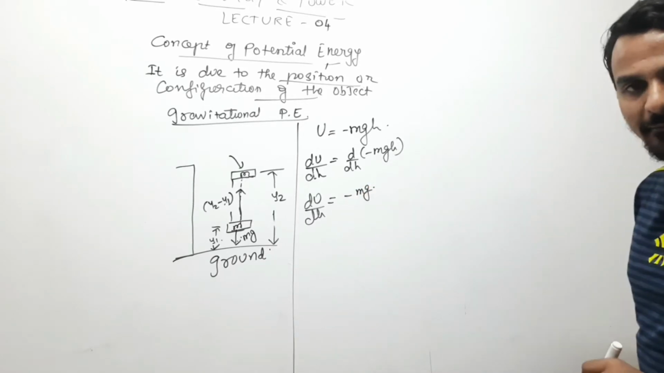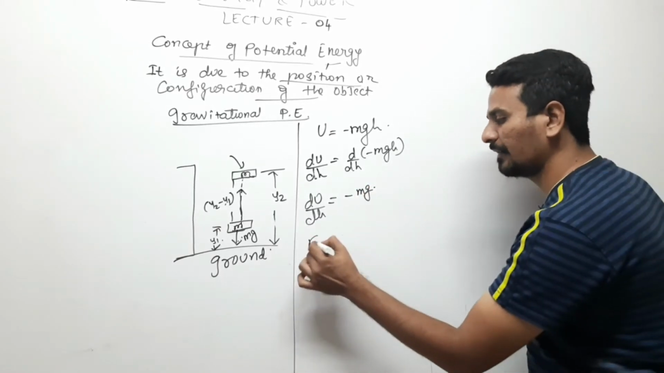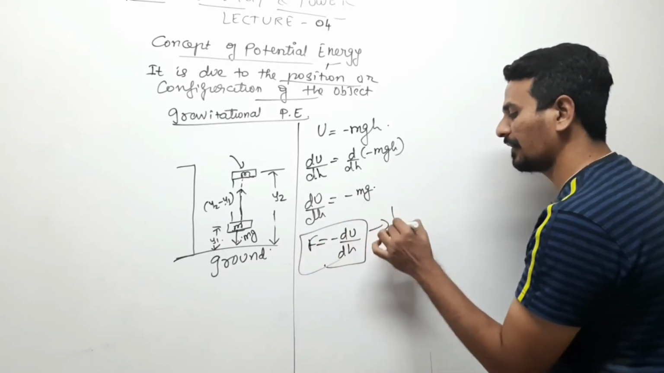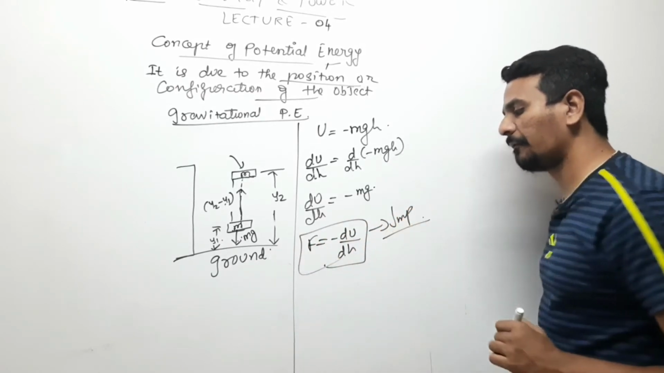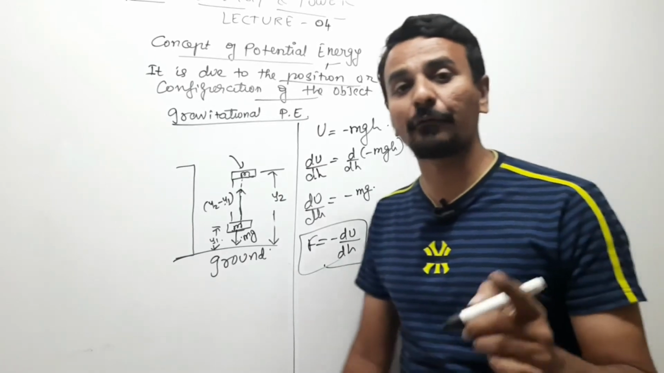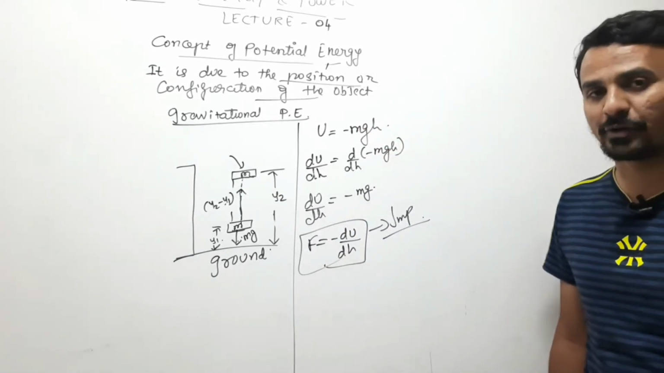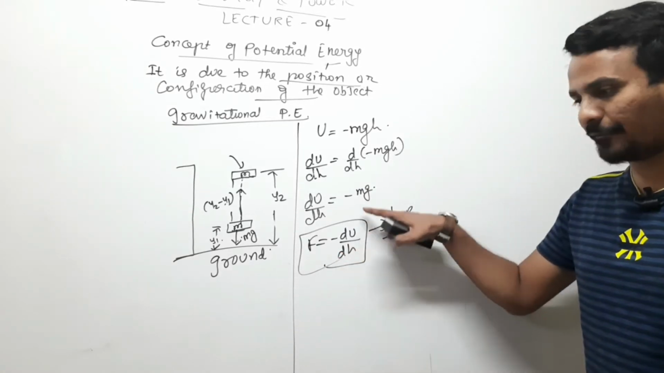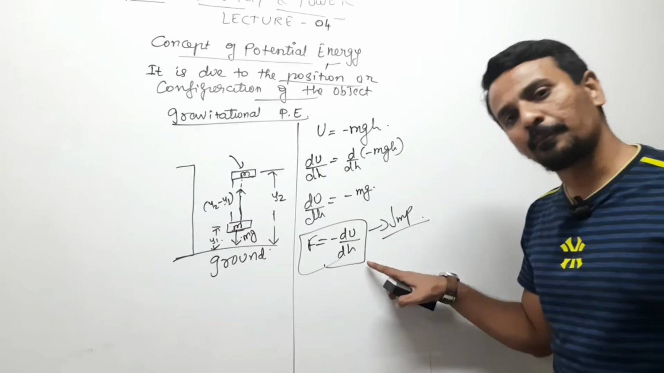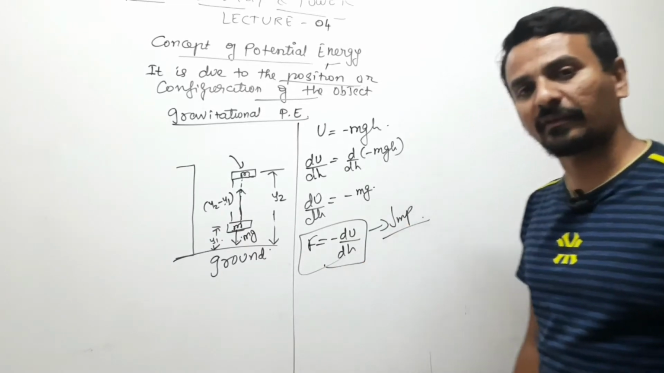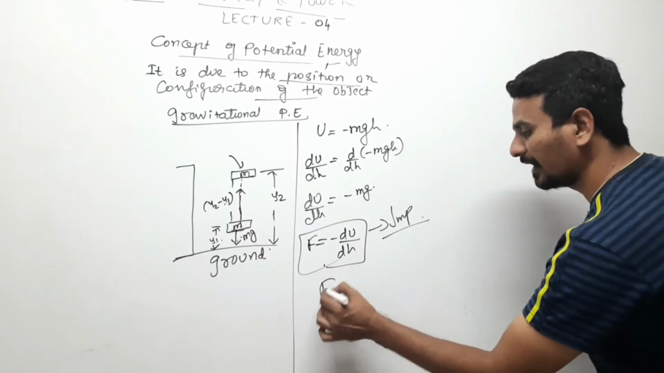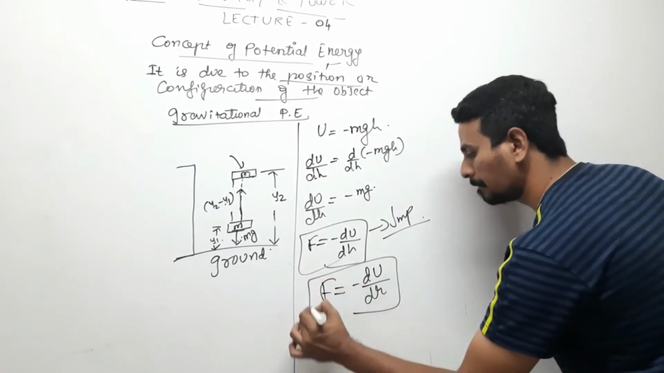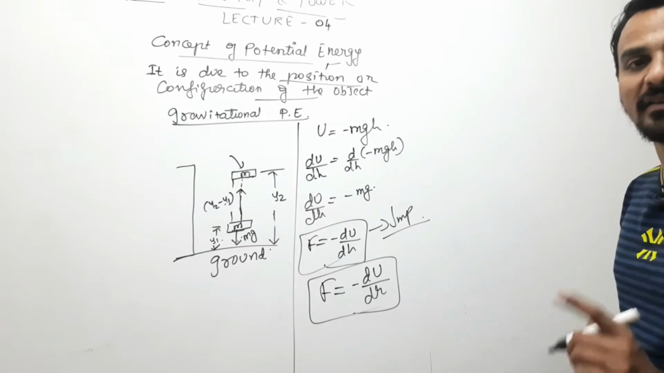What is mg? F. So F is equal to minus dU by dh. This equation is very important, students. F is equal to the negative of the rate of change in potential energy with respect to distance. Force is equal to the negative of the rate of change in potential energy with respect to distance. Right? In general, we can say F is minus dU by dr.